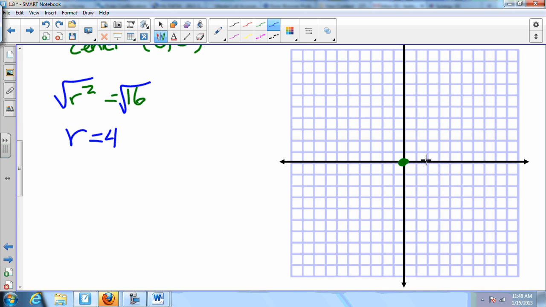We go to the right, 1, 2, 3, 4. We go up 4, left 4, and down 4. And we connect it with the curve to create our circle. And hopefully yours is better than mine. The eyeliner is very difficult to make a circle with.